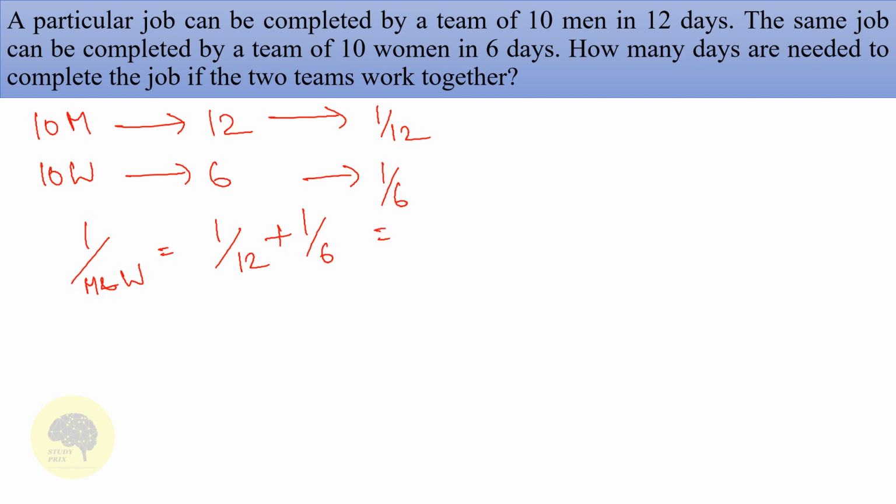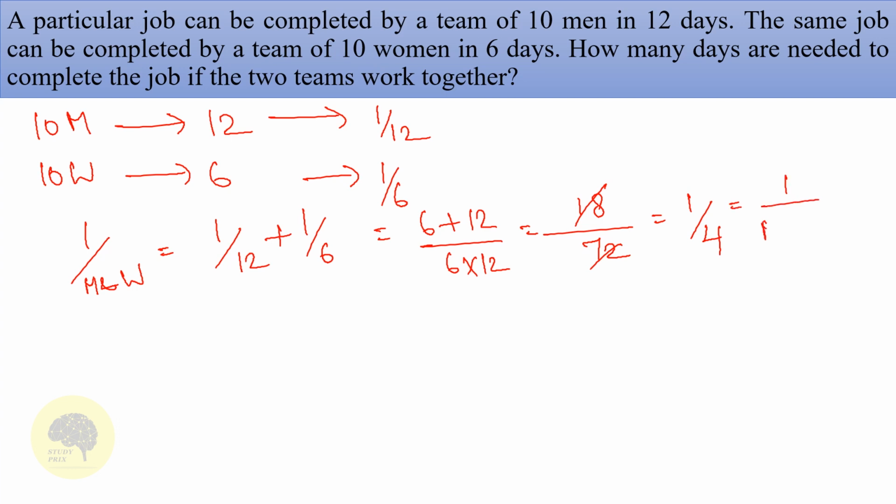For this we have to add the work done by men in 1 day plus work done by women in 1 day. Cross multiplying this, (6 + 12) by (6 multiplied with 12). 18 divided by 72. Cancelling this we will get 1 by 4. 1 by 4 is the work done by 10 men and 10 women working together in 1 day. And we have to find out the work done by 10 men and 10 women: they can complete the work in 4 days by working together.